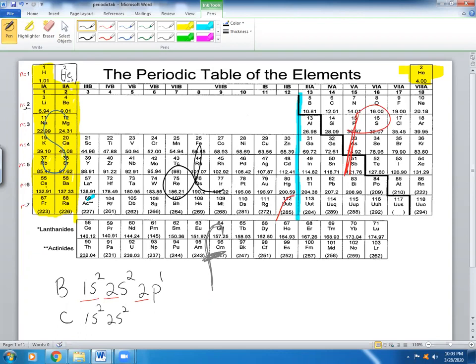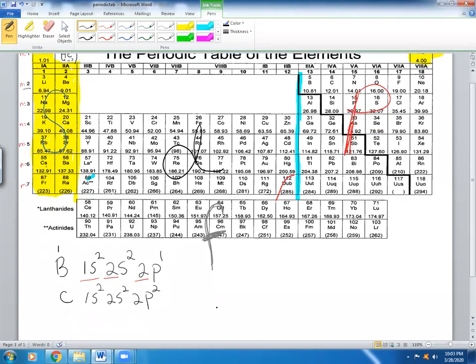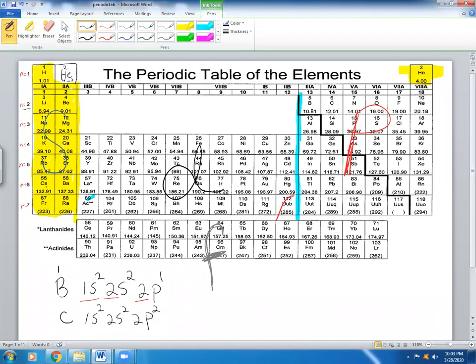So this is 2 from here. This area is called P. How many boxes to get to carbon? 1, 2. Here it is. So carbon is like boron in terms of the electronic structure, except it has 1 more electron in the p orbital.